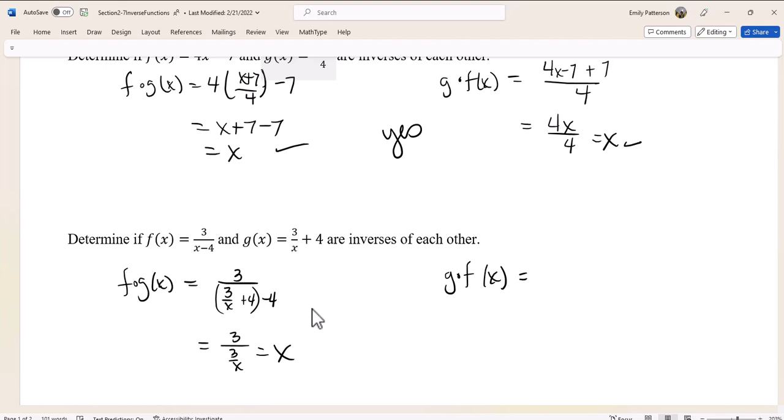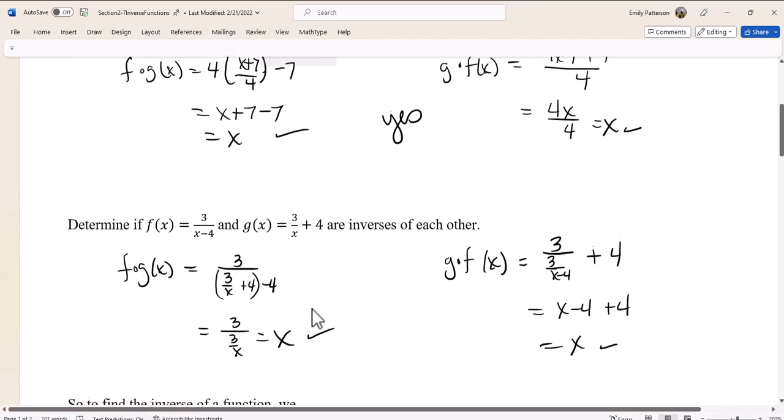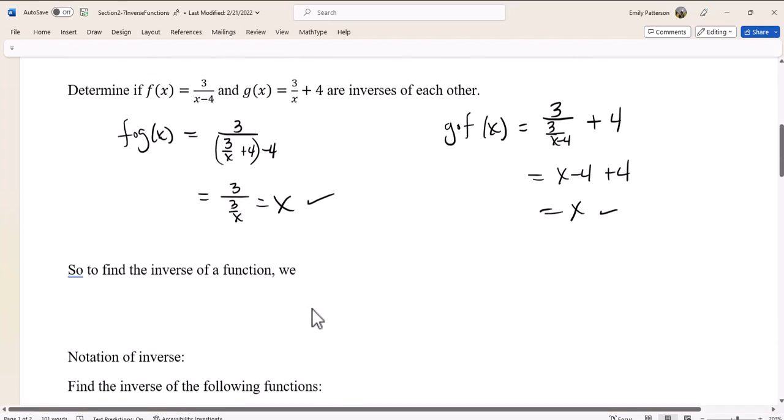Then I'm going over here, and I'm going to start with my g of x, which is 3 over x, but now I'm going to put in 3 over x minus 4 plus 4 on the outside here. So when we skip, flip, and multiply, we're going to have x minus 4 plus 4, which is also equal to x. So yes, when we compose one function into the other, we do have that these are in fact inverses. They have to be equal to x. The composite of each has to equal x in order for them to be inverses.